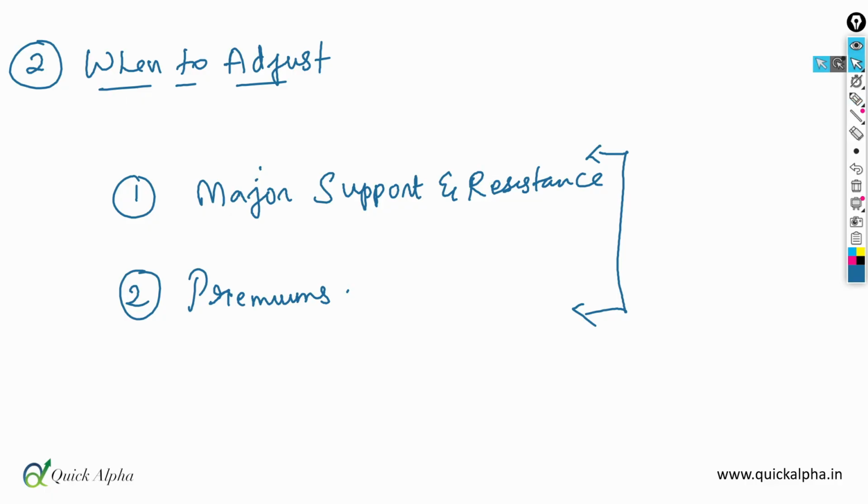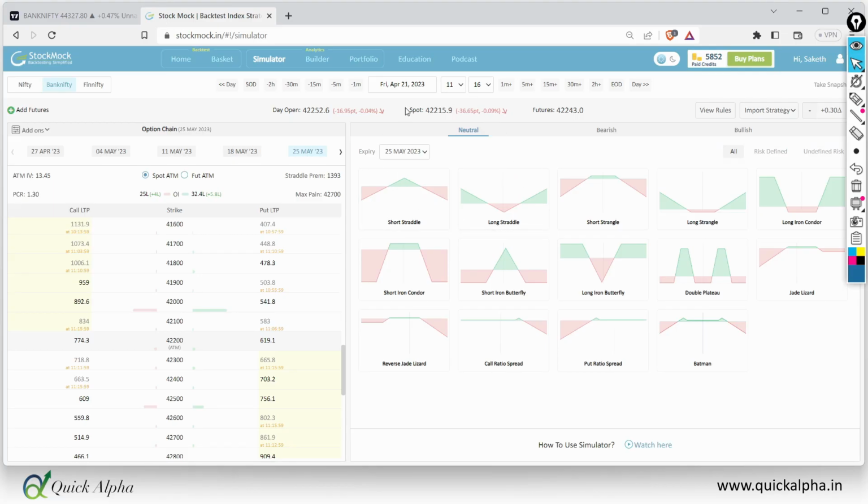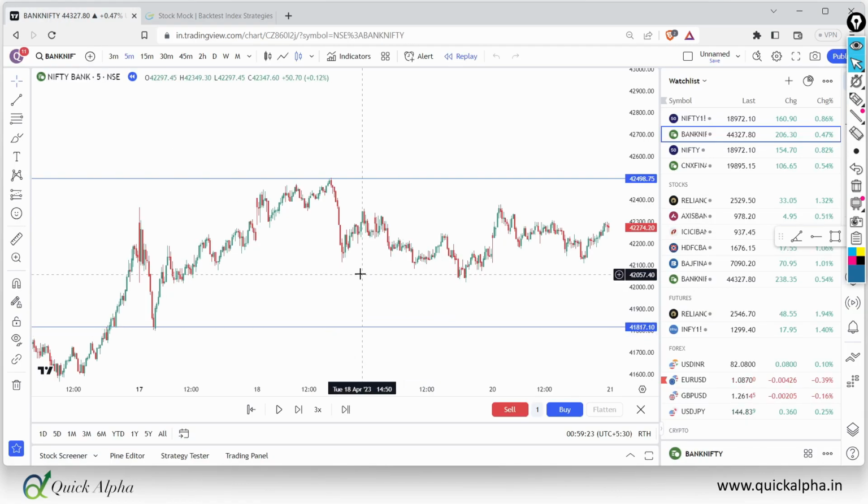I'll be explaining this using the help of a practical example, and first let's start with support and resistance. Right over here I have opened the Bank Nifty chart on TradingView, and right now we are at 21st of April, where I will start to simulate the chart. Let us assume we are starting the trade on 21st of April around 9:15, and right over here I have marked the important levels of support and resistance.